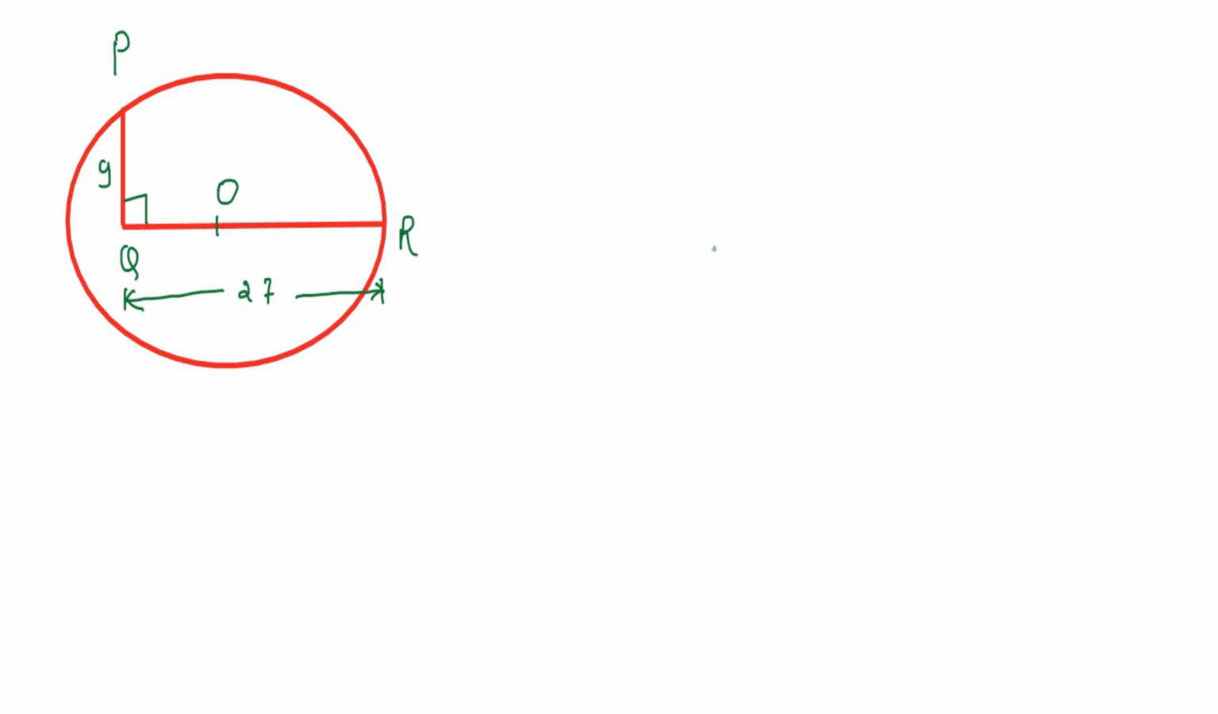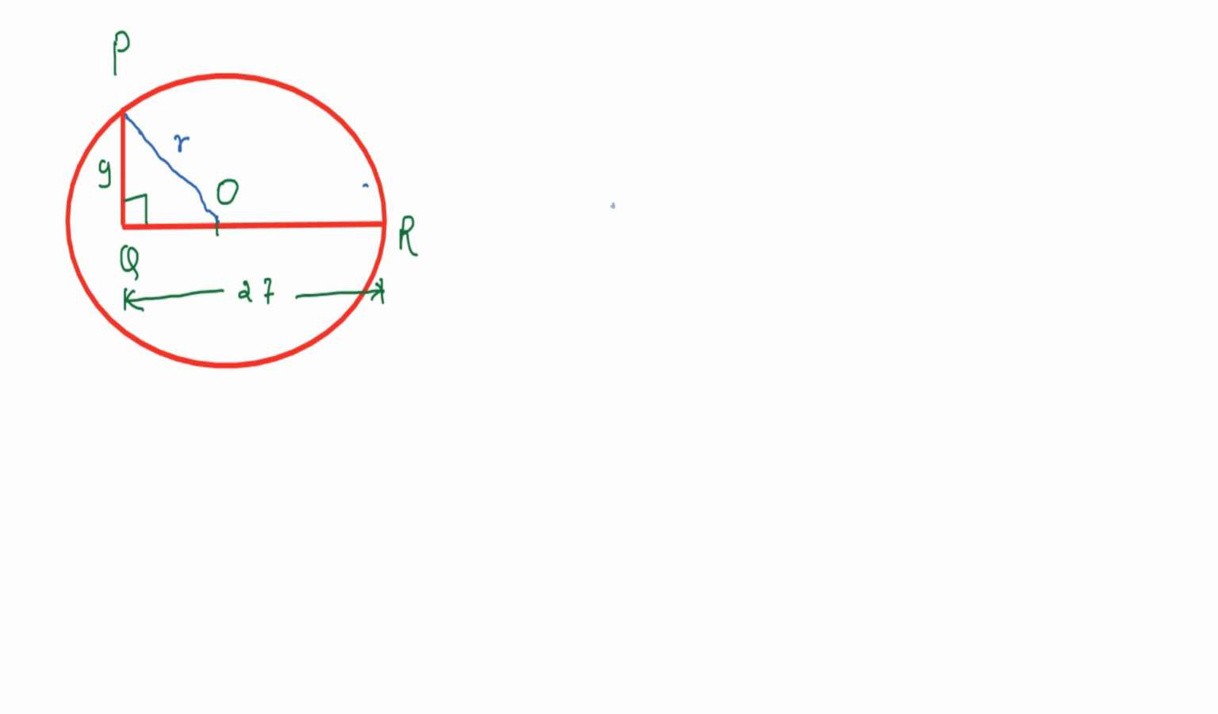In order to find the radius of the circle, we will first join P with O. If we join P with O in this manner, we will have a right angle triangle, with the right angle at Q. If we assume the radius of the circle is R, then OP is nothing but the radius of the circle. So PO is R.